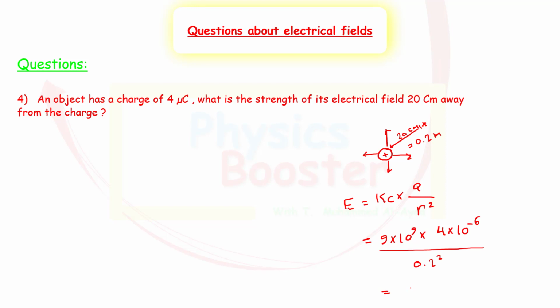That will give us the answer of 9 times 10 to the power 5, and the unit is Newton per coulomb. So let's see what choices we have. As we can see directly, our answer is right here, B.